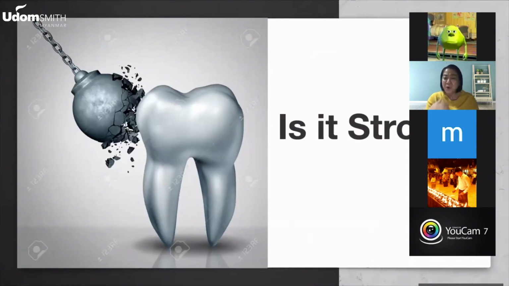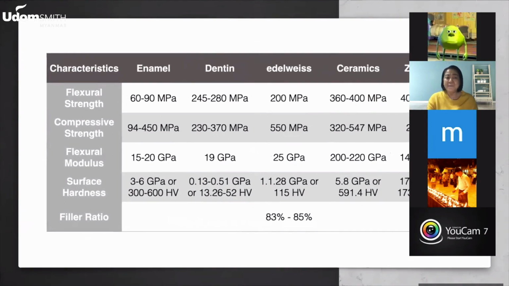Okay, now the normal question is, is it strong? Now, as you can see, it is very important that we consider flexural strength. So what does flexural strength mean to us? In terms of the material, it is how much the material can resist fracture while a force is being placed on the material itself. Now, if you look at the flexural strength of the enamel and dentine, it is closest to Edelweiss. Now, you might ask, why do you prefer something closest to the tooth when ceramic is stronger, zirconium has a higher flexural strength?